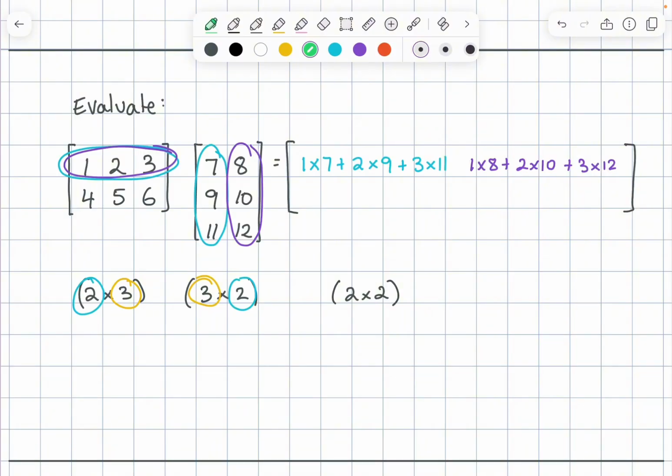Okay, we've done all the columns. Let's move on to the second row. Second row, first column. 4 times 7, 5 times 9 plus 6 times 11, etc.